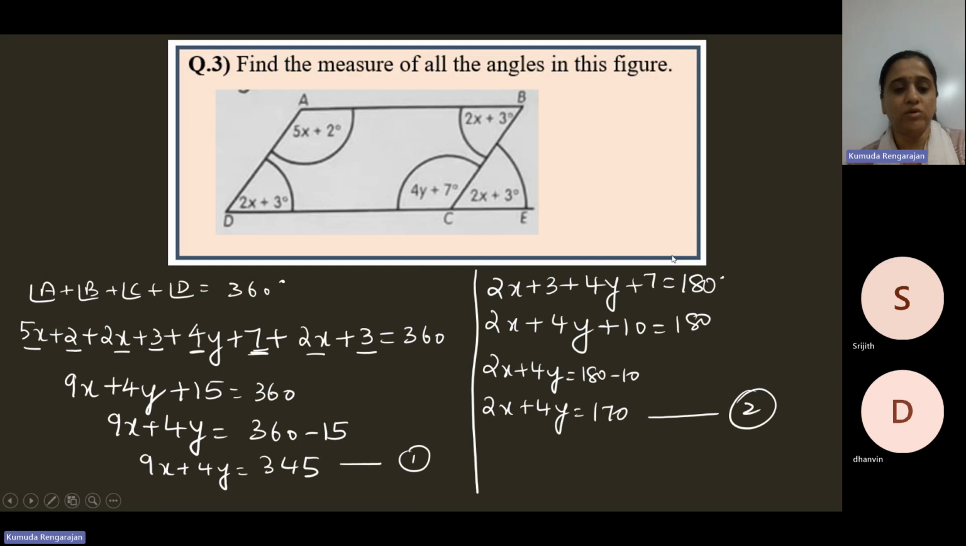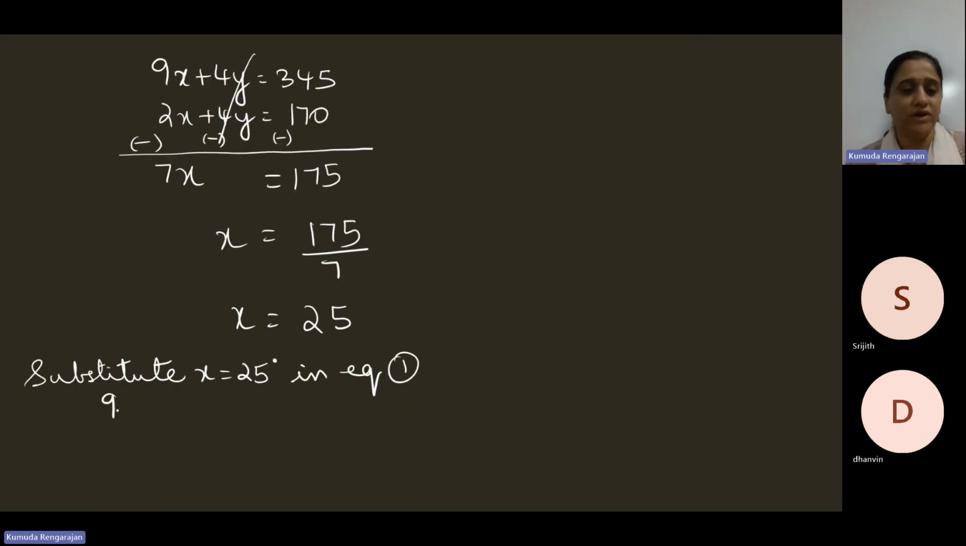You can put it in equation 1 or 2. So 9x plus 4y is 345.